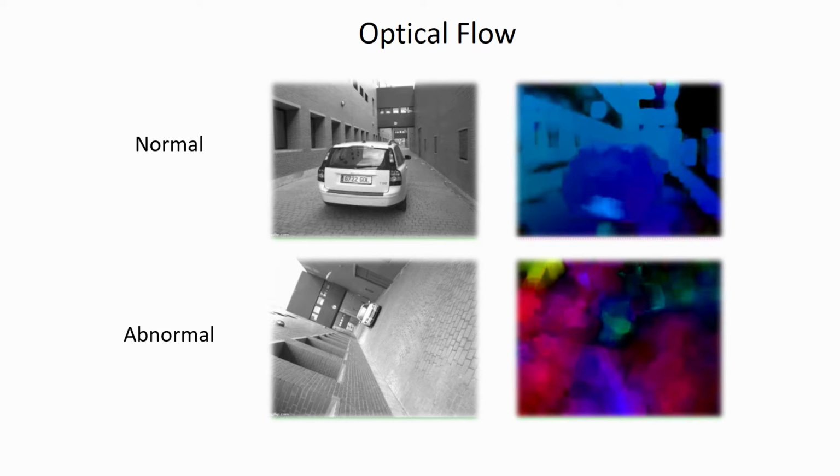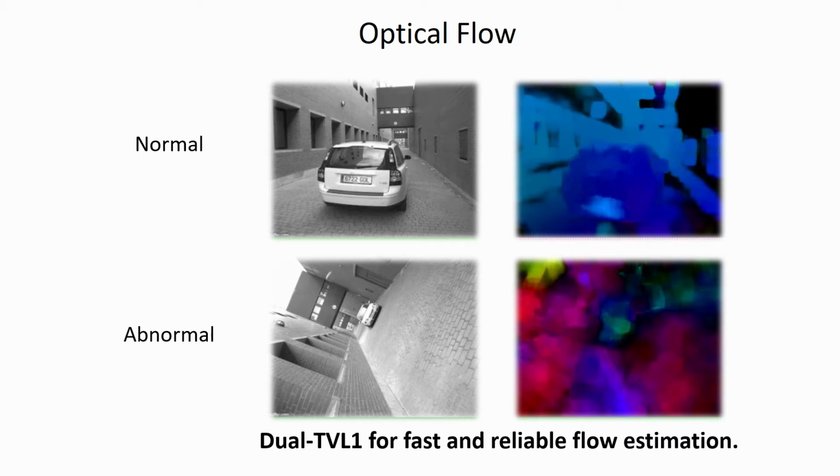We use dual TVL1 as a flow estimation algorithm. Compared to other methods, TVL1 is both fast and robust. We also use a GPU implementation of the method that gives us about 4 times speed up in flow estimation time.